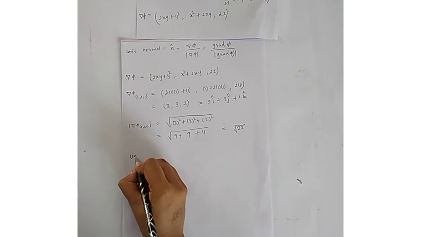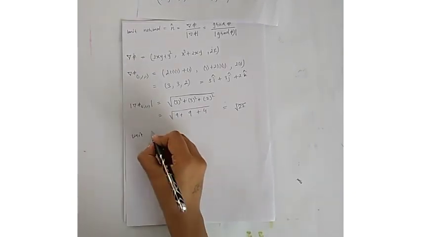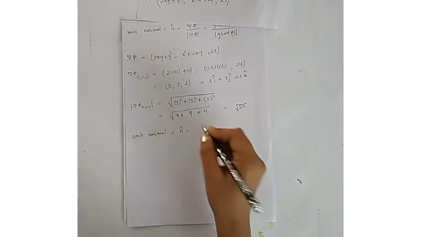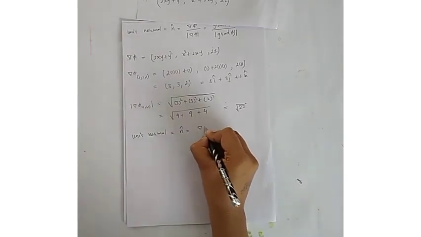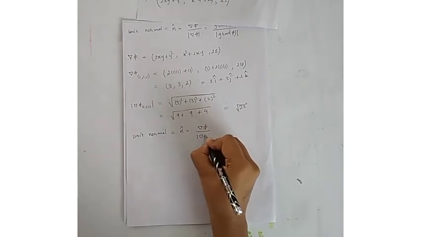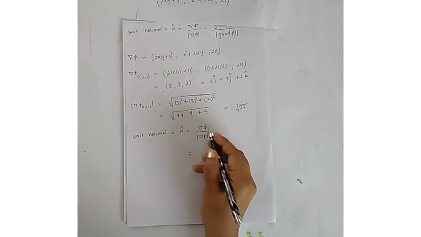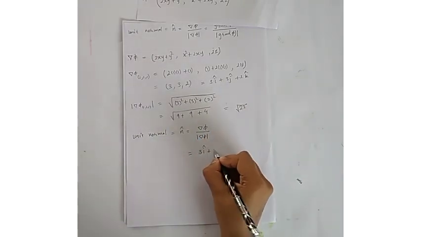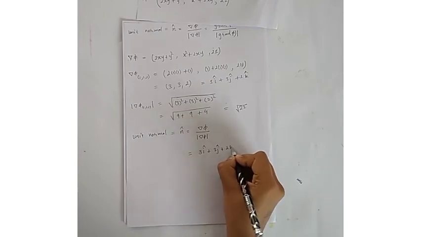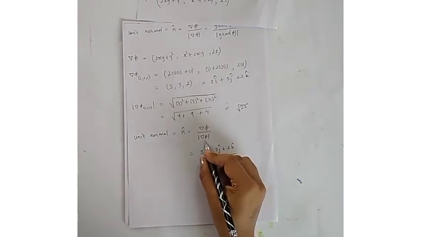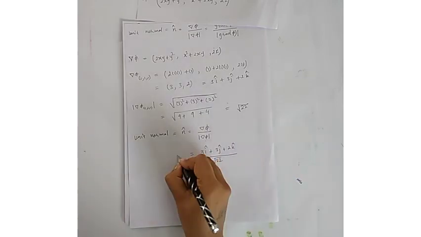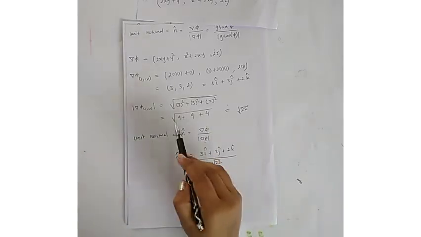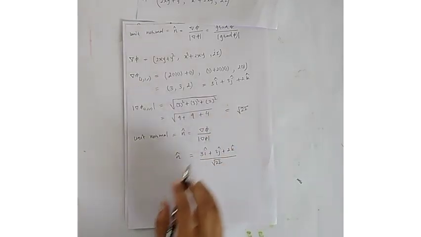So unit normal n caret is equal to gradient of phi upon absolute value of gradient of phi. Gradient of phi at (1, 1, 1) is 3 i caret plus 3 j caret plus 2 k caret. The absolute value of this is square root of 22. So this is the value of unit normal vector at point (1, 1, 1). So this is our answer.